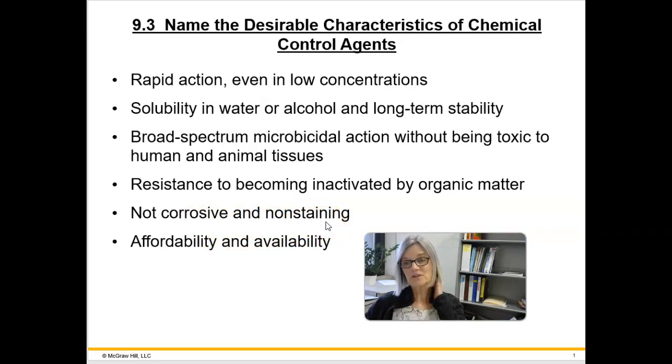A lot of times when I go to use bleach, I think, I could use bleach to control microbes there, but it would bleach. It would remove the color from the substance that I'm trying to treat, so you might not use it. So you don't want it to degrade the surfaces that you're treating. And finally, they need to be affordable and available.